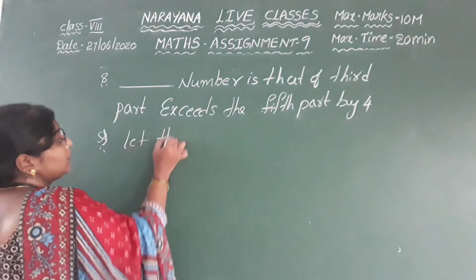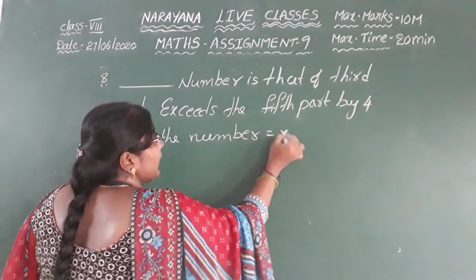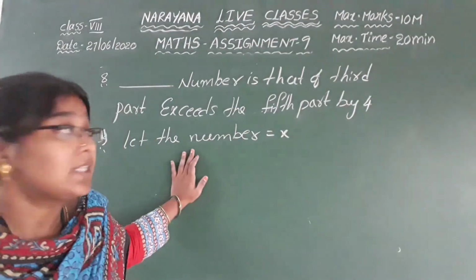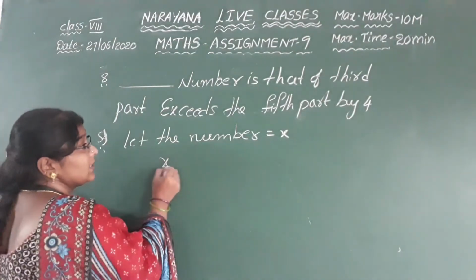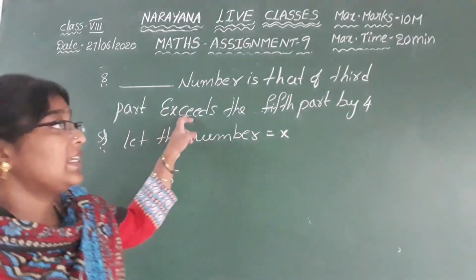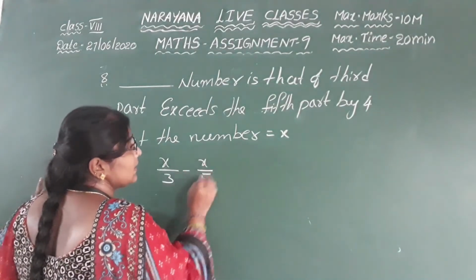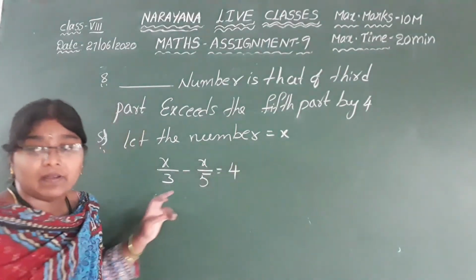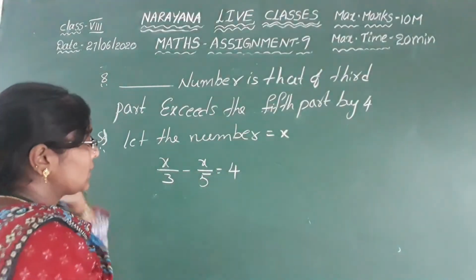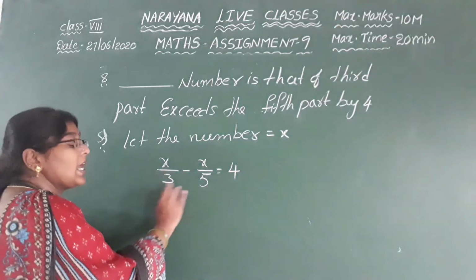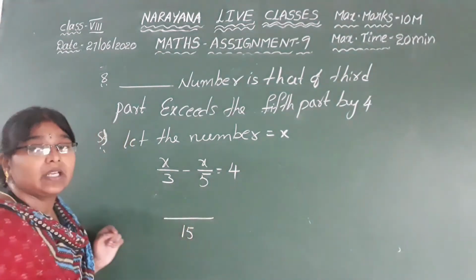So let the number be equal to x. First it says the third part, so we take x by 3. It exceeds the fifth part, so minus x by 5 is equal to 4 is given. Here there are different denominators, so we take the LCM. What is the LCM of 3 and 5? 15.